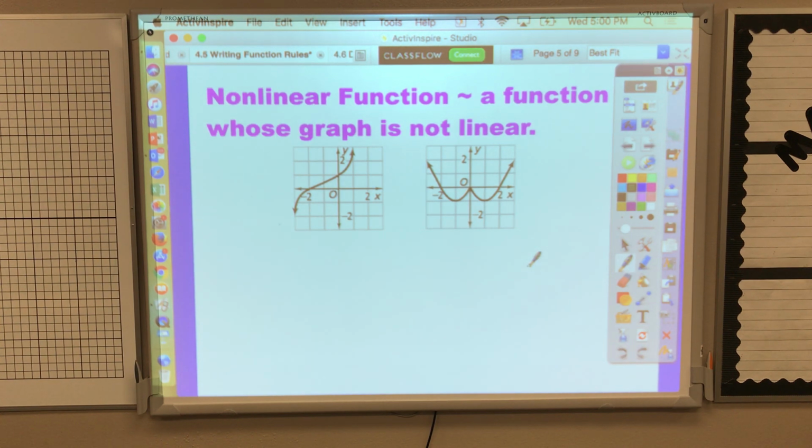Okay, so linear always has that set formula. Nonlinear is a little trickier. A nonlinear function is a function whose graph is not linear. Okay, so these ones, the graphs are not going to be a straight line. So if you tell right here, it curves. Right here, it's like a W, so it's got two curves. Okay, these aren't straight lines, so they're a nonlinear function.